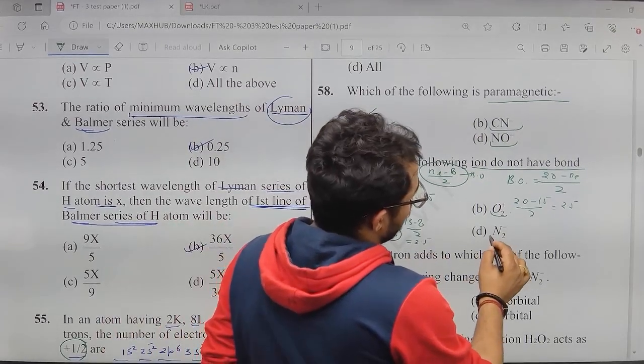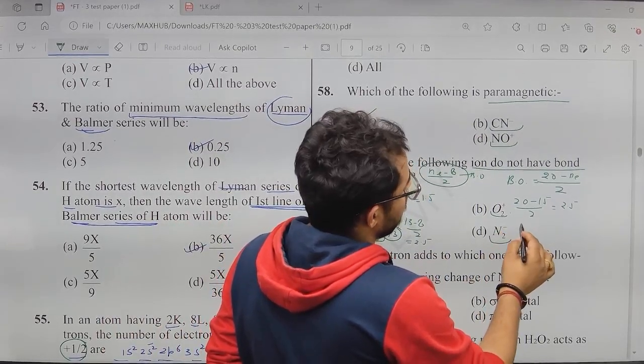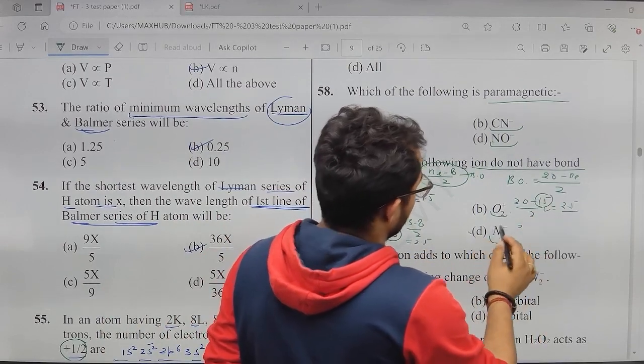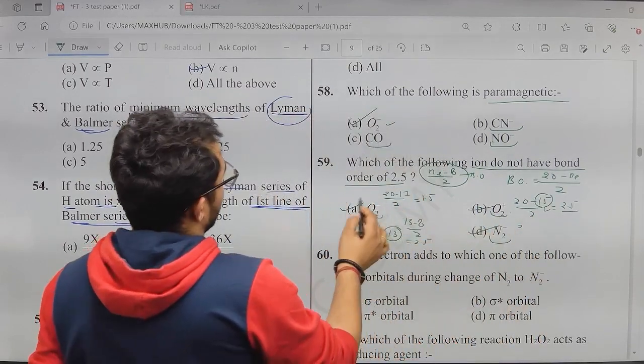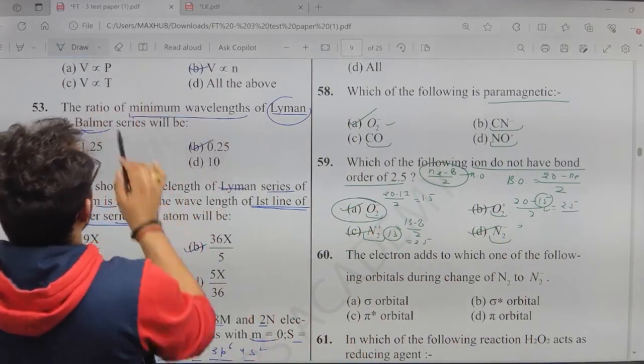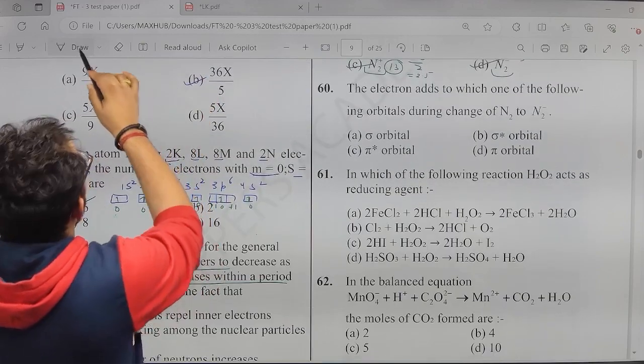It is having N2 minus, 14 plus 15. So we have seen that any species having 15 electrons has bond order 2.5. So it is the species that will not have 2.5 bond order. So option A.